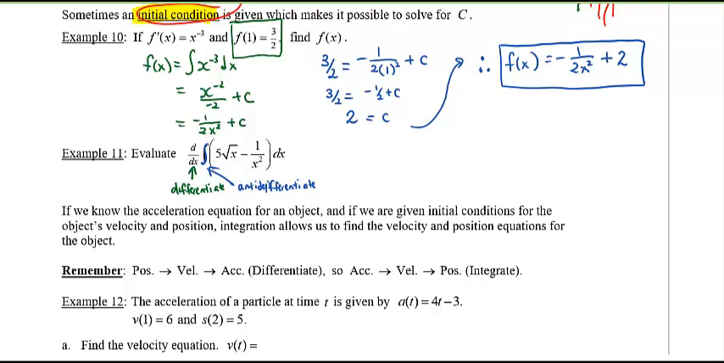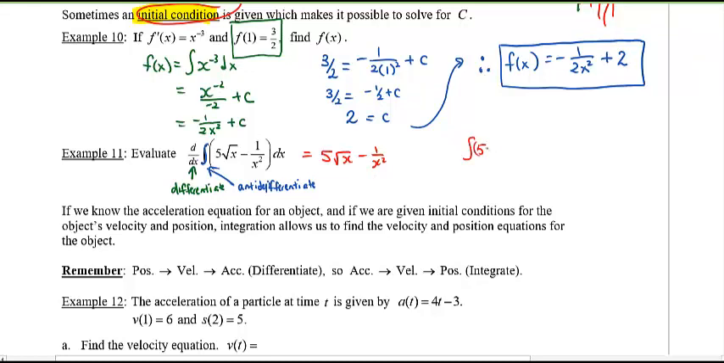Anti-differentiate, then differentiate. Aren't they the opposite operations? You bet. So shouldn't I just get what I started with? You bet. So you would just have 5 root x minus 1 over x squared. That's it. Now you don't believe me? Go ahead.